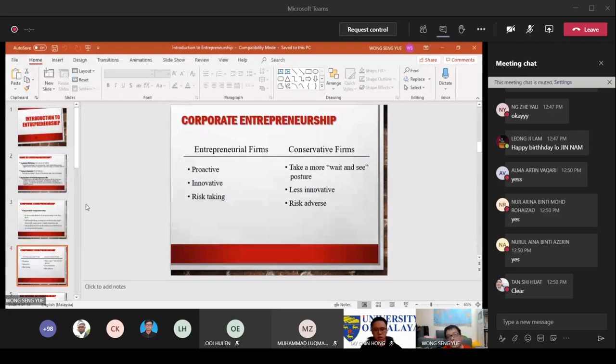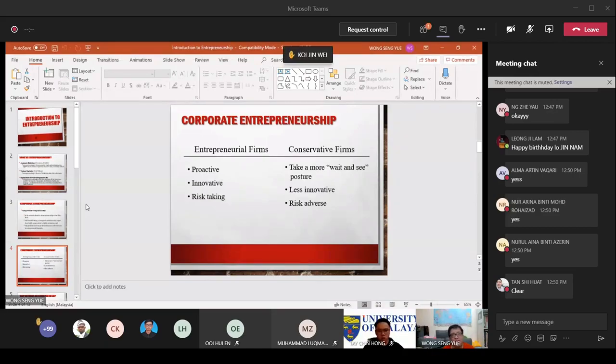So, here is a comparison between the entrepreneurial corporate and the conservative corporate. Corporates and companies that apply this entrepreneurial mindset and skill set into their business mostly take proactive initiative. They never wait and see for their competitors number one, two, and three, until competitor ten has already started up their business, and then just follow, duplicate the business model, and repeat what they are selling.